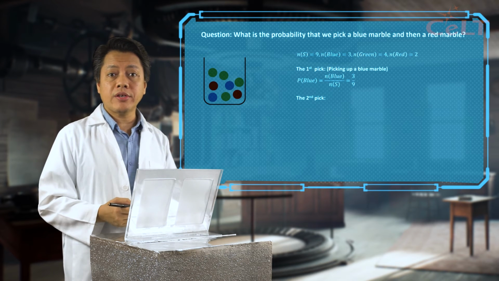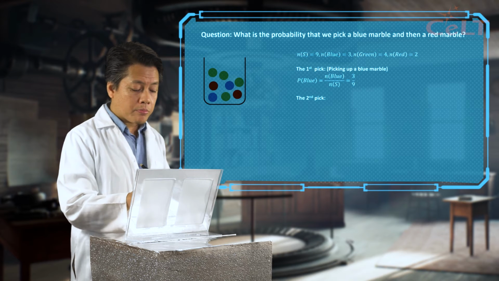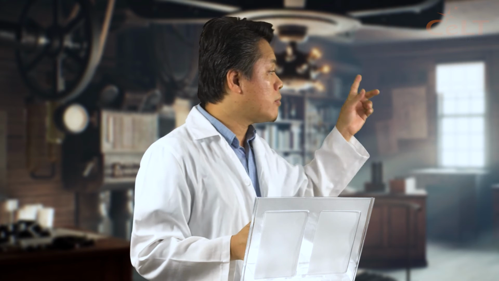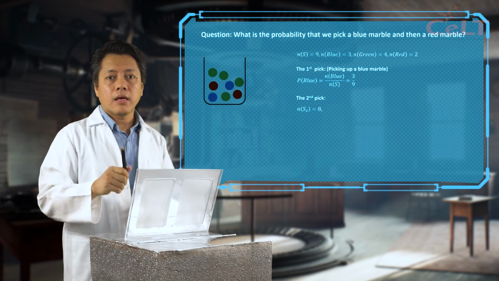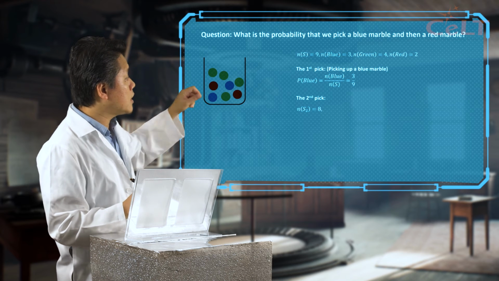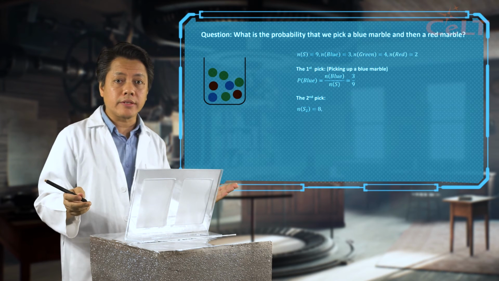We have a different situation now. The size of the sample space has reduced from 9 to 8. The reason for that is, after we pick the blue marble in the first attempt, we do not put it back. So the probability that we pick up another color in the second attempt will also change after we have already removed 1 blue marble from that container. And this is what we call a dependent event. I put a subscript 2 there to indicate that this is the second pick.